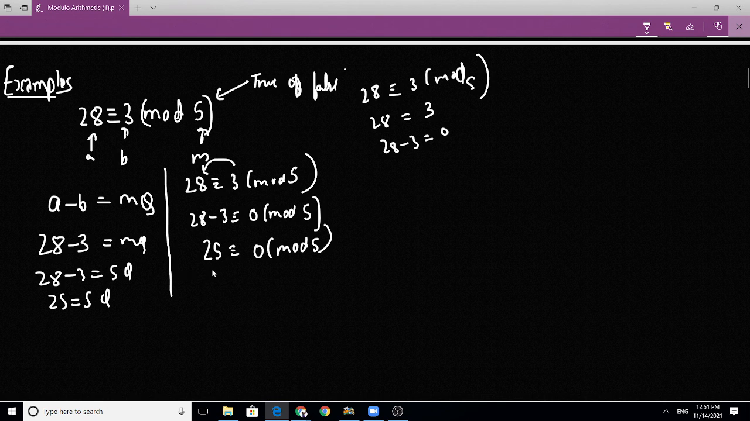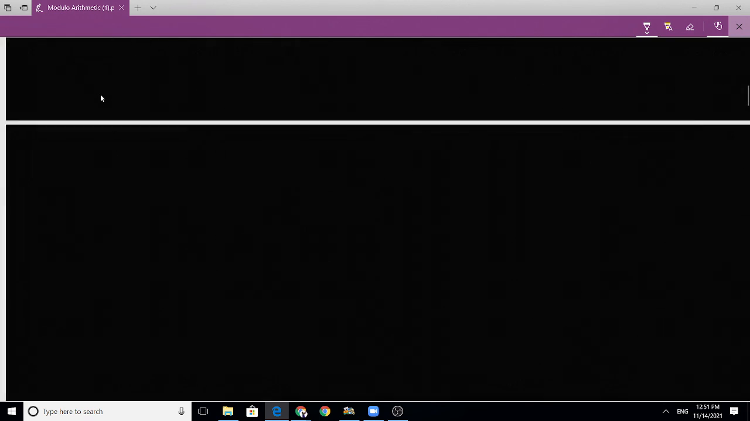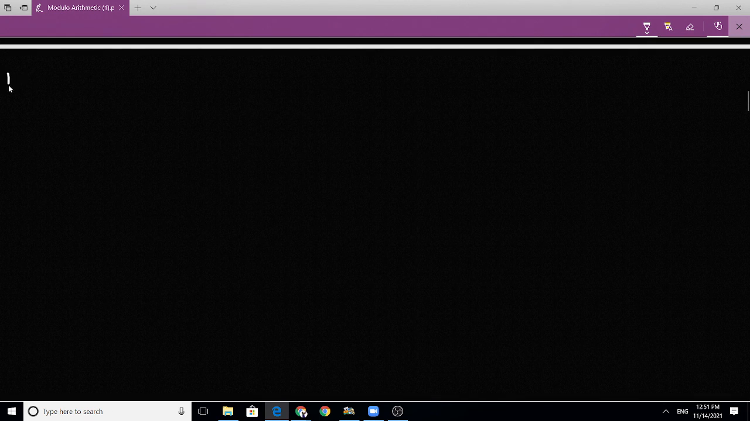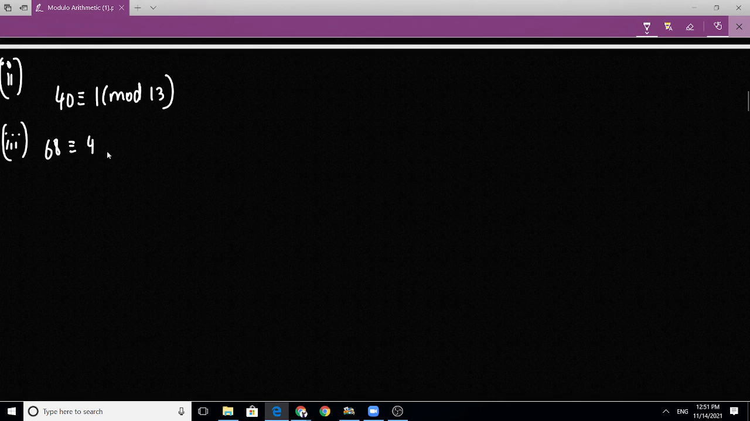So I'm going to give another example. This is example number 1, and this is example number 2: 40 congruent to 1 modulo 13. I'm just writing a couple of examples. Example 3: 68 congruent to 4 mod 16. And 72 congruent to 0 mod 8.